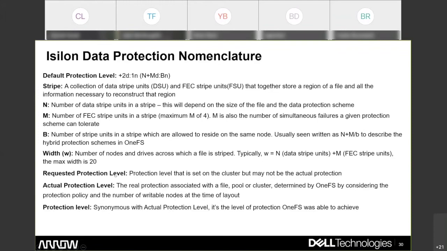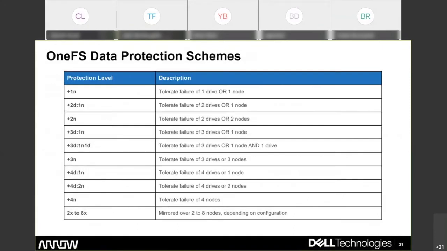Requested protection level, this is what I'm actually asking OneFS for my protection level, but actual might be different. If I give it, and we'll look at this in the next slide, a protection level for which I do not have enough nodes, OneFS will figure that out, and it will still give me that protection level, typically in the form of mirroring. So I'll get the protection level, I just won't necessarily get the efficiency that I thought I was going to get. And then protection level is synonymous with requested protection level.